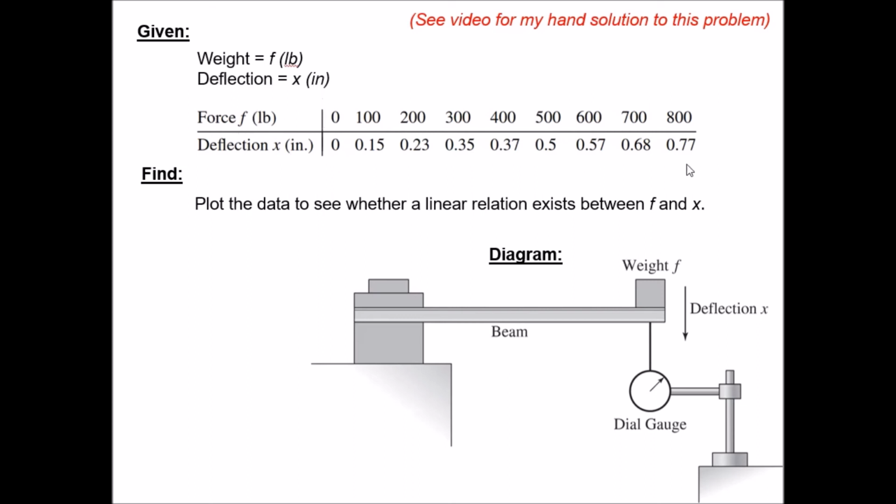If we take a look here at this chart that they give us here, we have force in pounds, and we have deflection in X. So we have for 0 pounds, there's 0 deflection. For 100 pounds, there's 0.15 deflection, so on and so forth, all the way up to a load of 800 pounds and a deflection of 0.77. Now, what are they asking us to solve for? They want us to plot the data to see whether a linear relation exists between our F and our X, our force and our deflection.